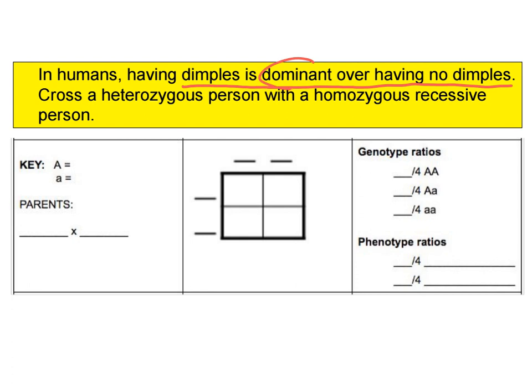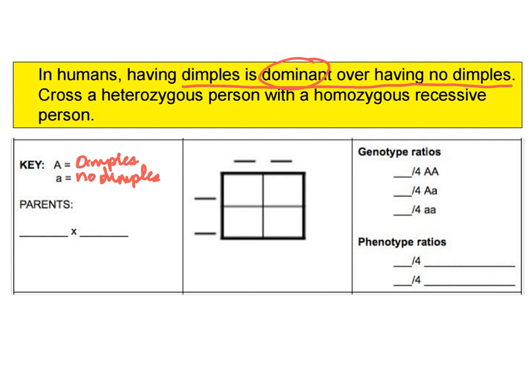If dimples are dominant, that means they are going to be the capital letter. So over in the key, big A is going to be dimples, and little a is going to be no dimples. Now we already knew this because this is an example that we have used before. Now I need the genotypes of the parents.